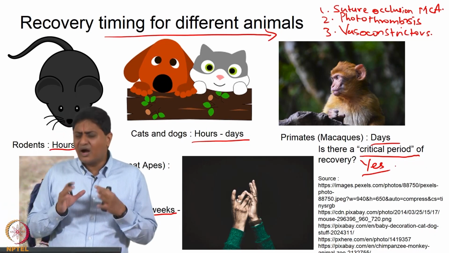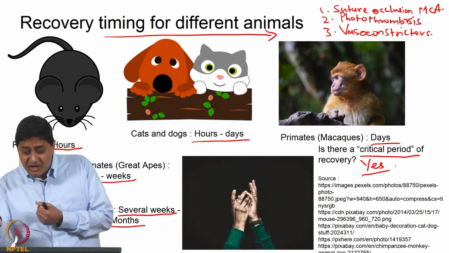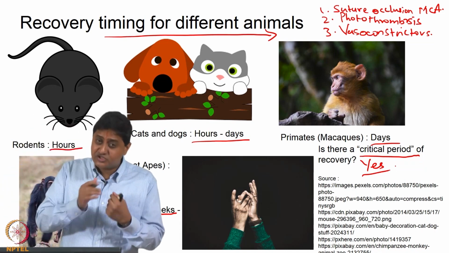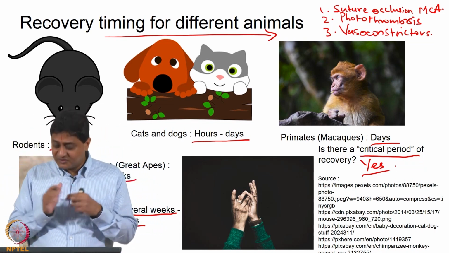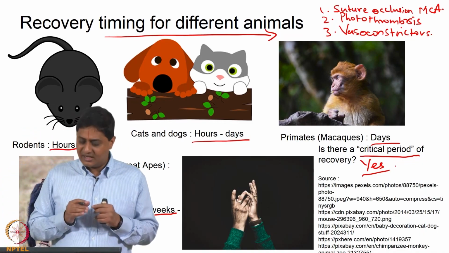Now, this raises a lot of questions. Does that mean this critical period is the same for all individuals? Is it the same for all strokes? Lots of questions. So, these matters remain a matter of active debate and active research.